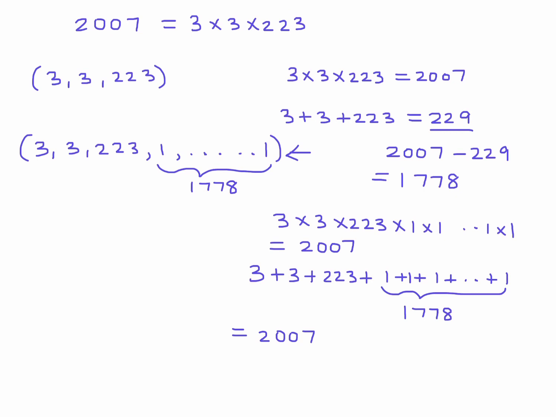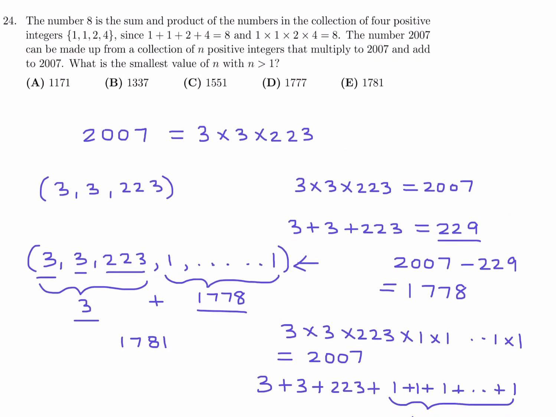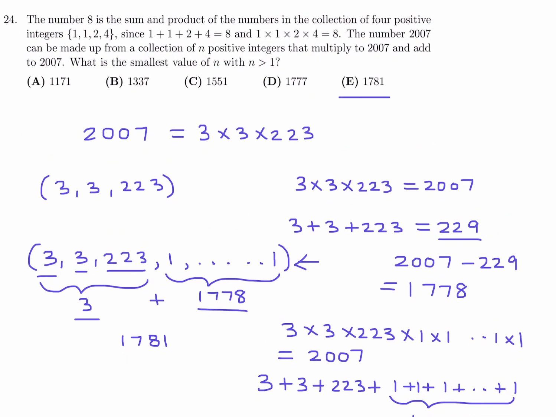So now we have to figure out how many numbers are in this set. Okay? Well, we have 1,778 ones, plus we have this number, and this number. That's 3 numbers. So the total number of elements of the set is 1778 plus 3, which is 1781. Okay? So that is one of the answer choices. But the question is asking us for the smallest value of n.